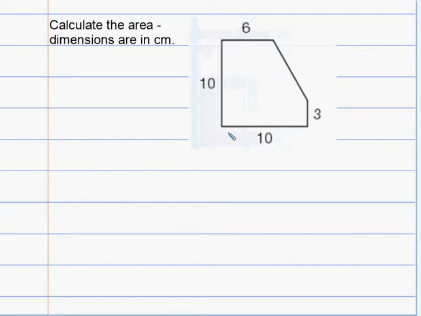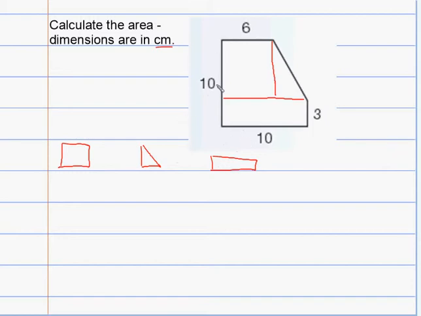Okay, here's another figure. The dimensions are in centimeters. Now, I'm going to illustrate a number of ways that we could divide this. We could divide this here and make a rectangle, and we could divide it here and make a triangle and then another rectangle. Okay, so let's do that way. So we have a bigger rectangle, we have a triangle, and we have a long skinny rectangle.